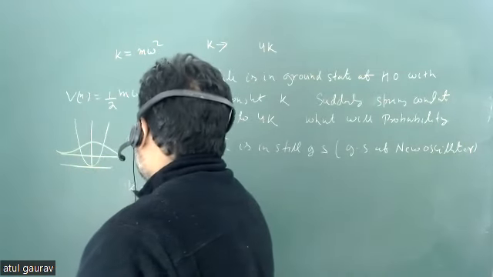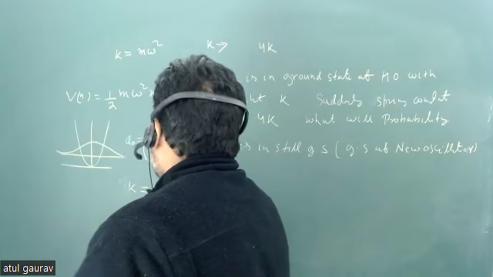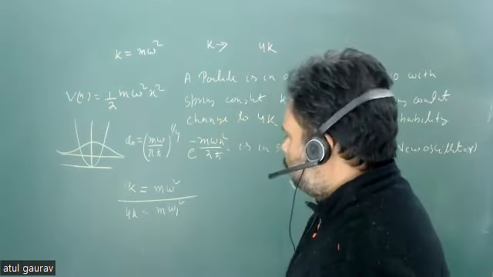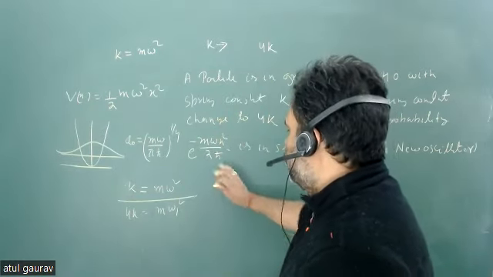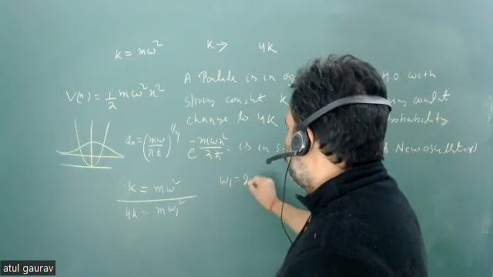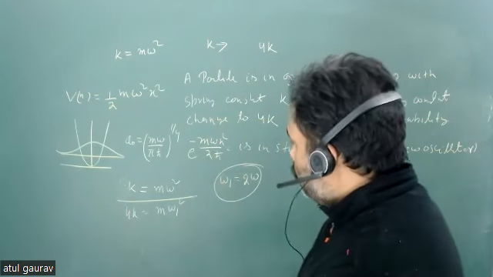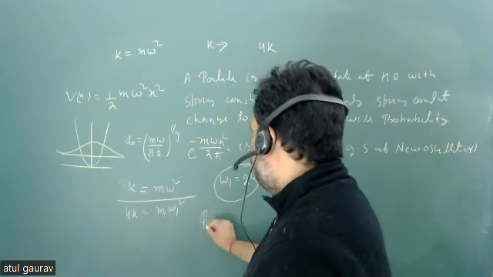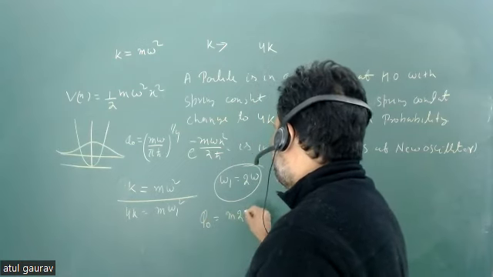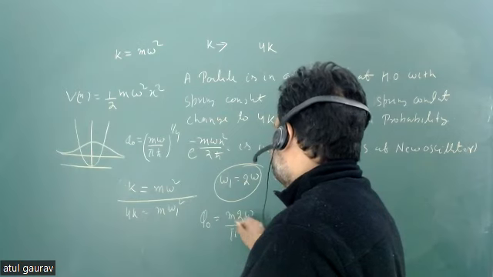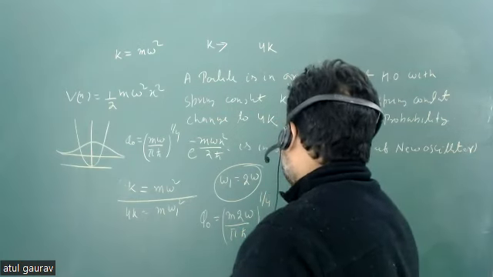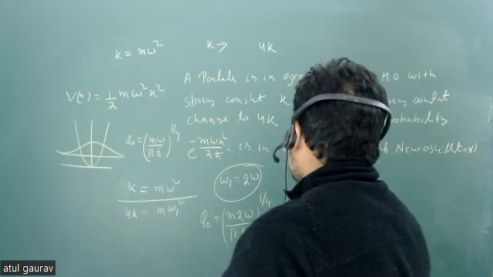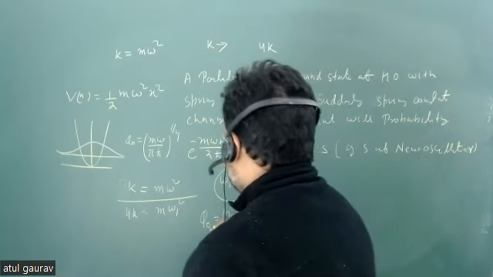K is equal to m omega square, and 4K is equal to m omega 1 square. So what is your new omega? 2 times omega. So omega 1 is equal to 2 omega. So your new ground state is phi naught, that is (m 2 omega upon pi h cut) to the power 1 by 4 e to the power minus m 2 omega x square upon 2h cut. This is your new.